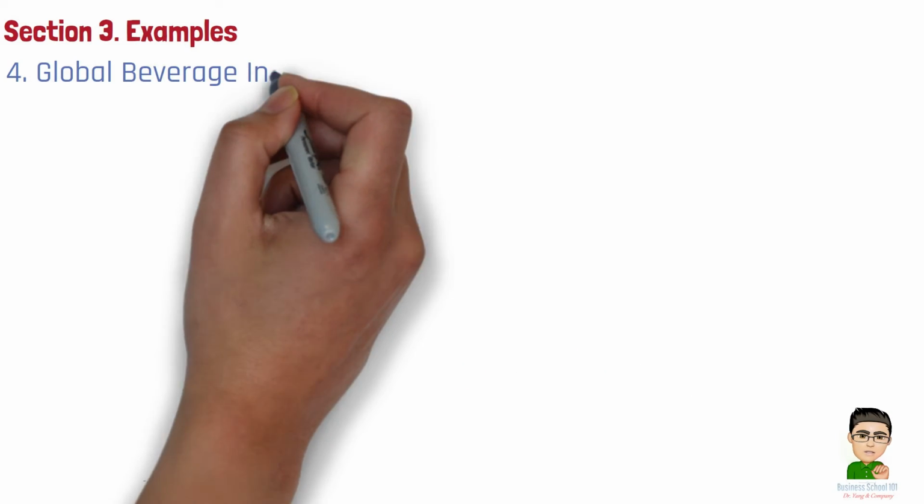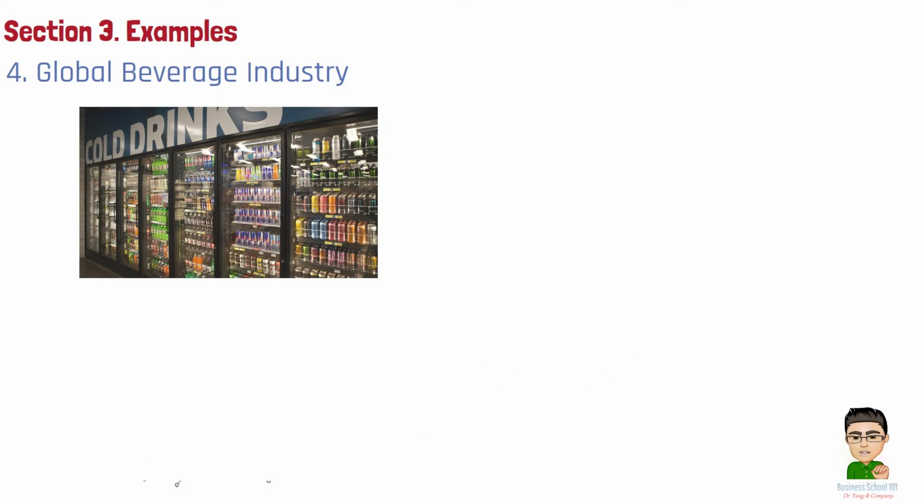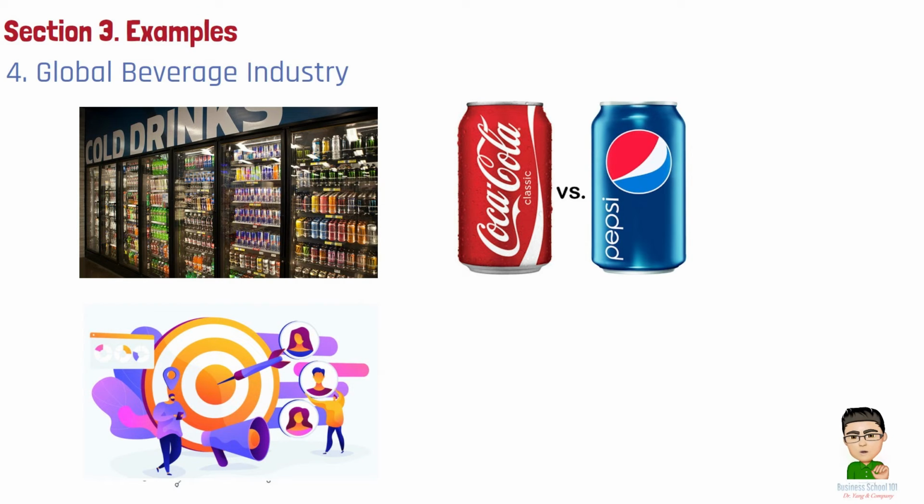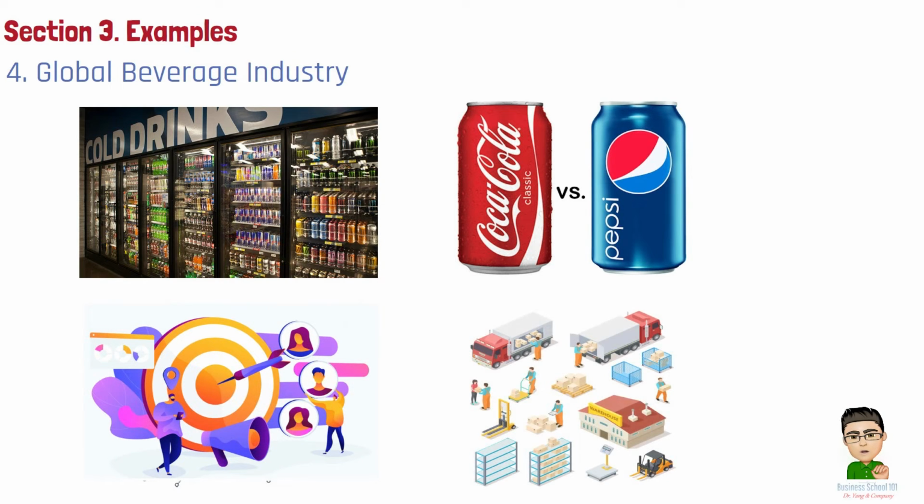Number 4. Global beverage industry. The global beverage industry, particularly the soft drink sector, is characterized by an oligopoly. Companies like Coca-Cola and PepsiCo are the dominant players, with a strong global presence and significant market share. These firms engage in aggressive marketing campaigns and have established extensive distribution networks, making it difficult for smaller firms to compete.